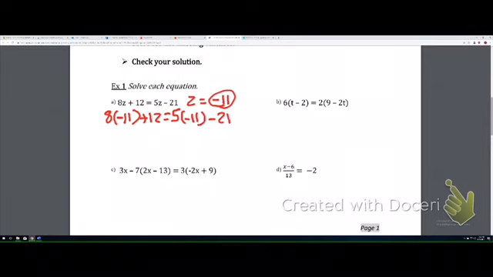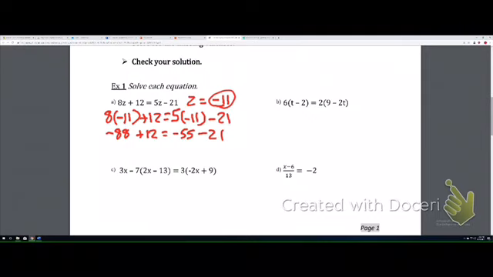So now we're going to just go through our operations. First thing, we're going to multiply on this side, and we'll get negative 88 plus 12. Then we're going to multiply on this side, get negative 55 minus 21. Then we're going to do our addition and subtraction on both sides of the equation.